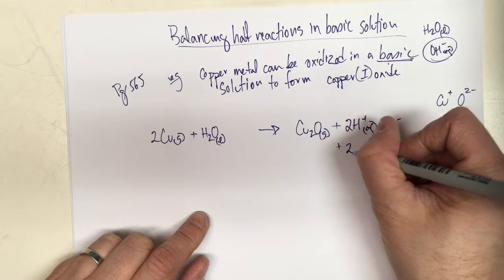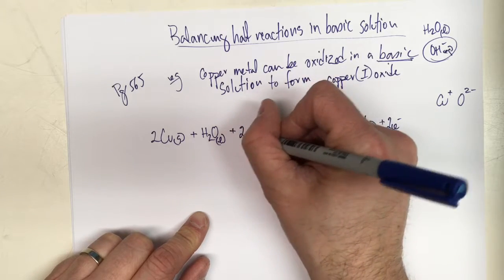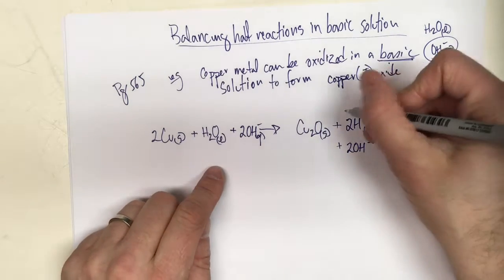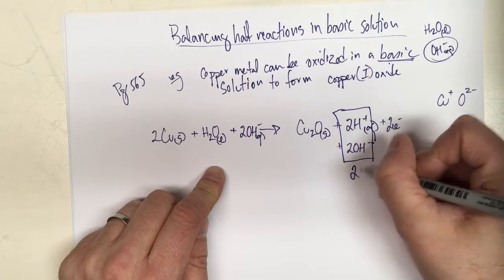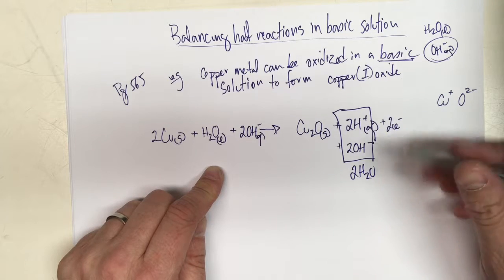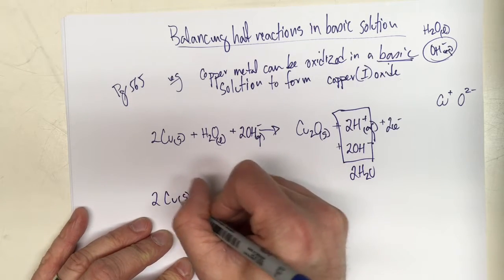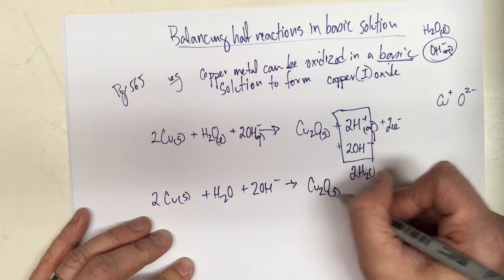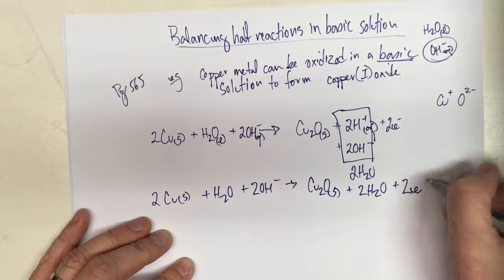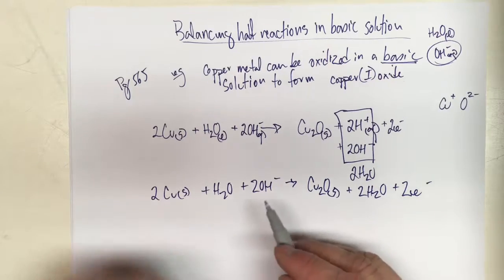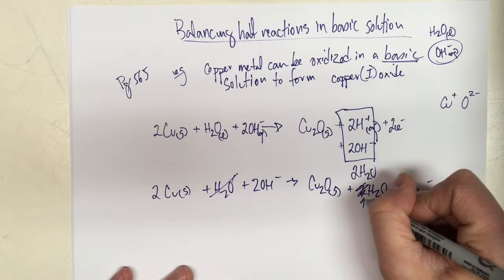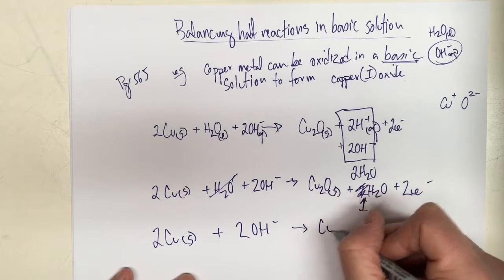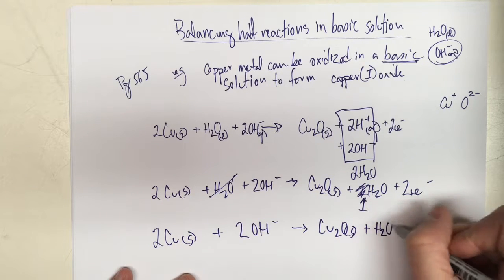If I add 2 hydroxides to the products, I need to add 2 hydroxides to the reactants, right? If I do the same thing to the reactants and the products, it will remain balanced. But what happens is this becomes 2 waters, because a hydrogen ion and a hydroxide become water. So my reaction is 2 copper solid plus water plus 2 hydroxides makes copper 1 oxide plus 2 waters plus 2 electrons. Well, it doesn't make sense to have water in the reactants and the products, so I'm going to get rid of this one, and this will become a 1. So I have 2 copper solid plus 2 hydroxide ions become copper 1 oxide solid plus water plus 2 electrons.